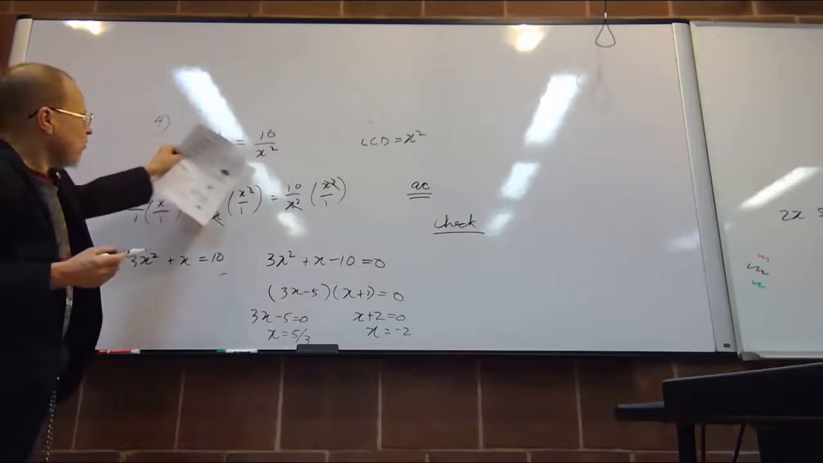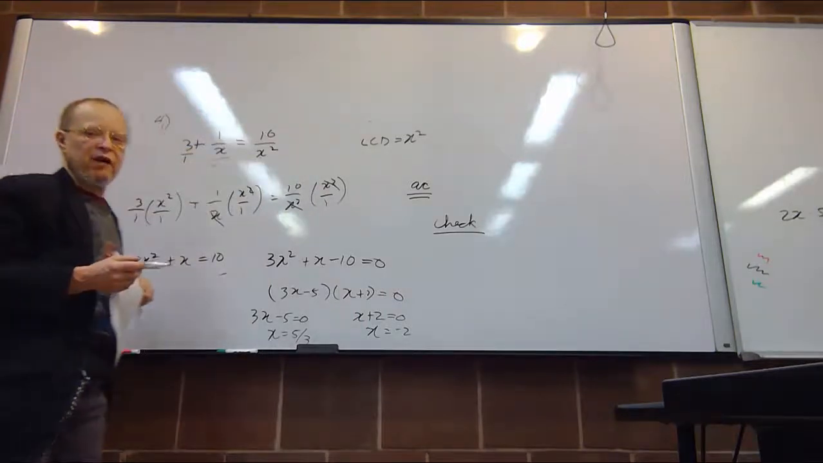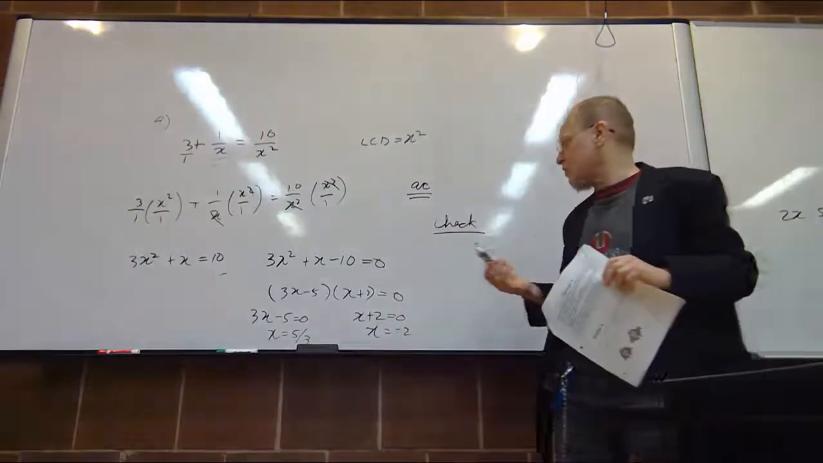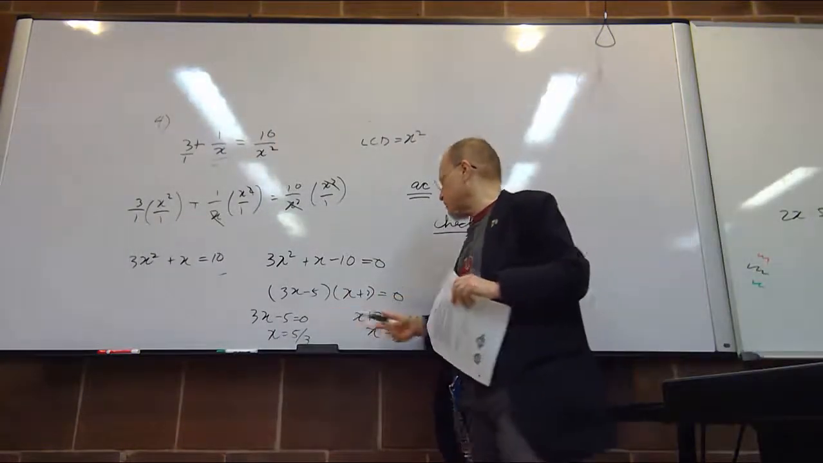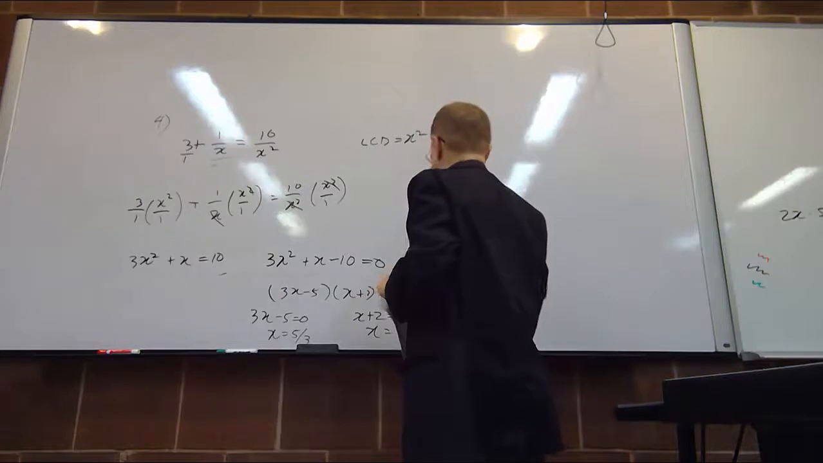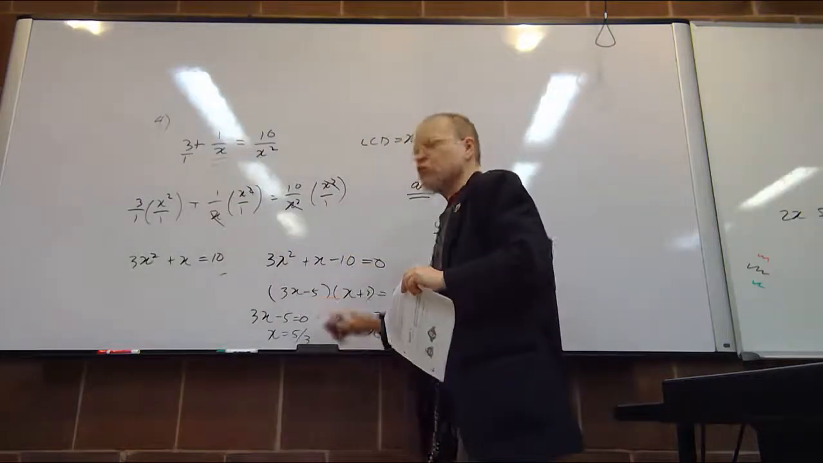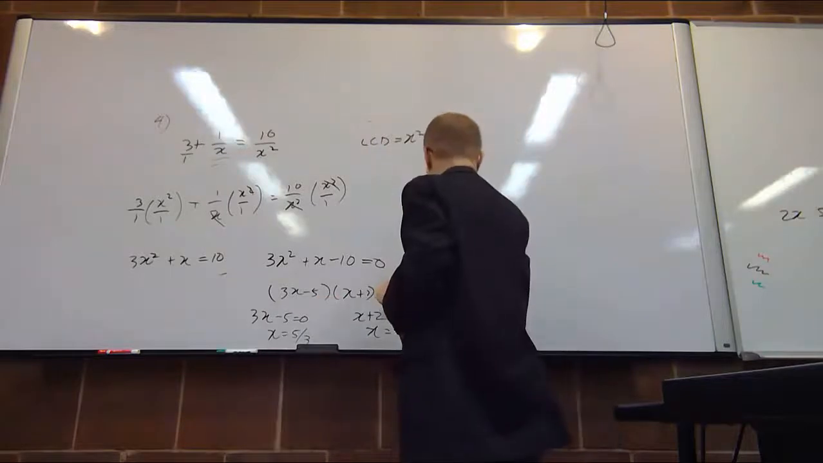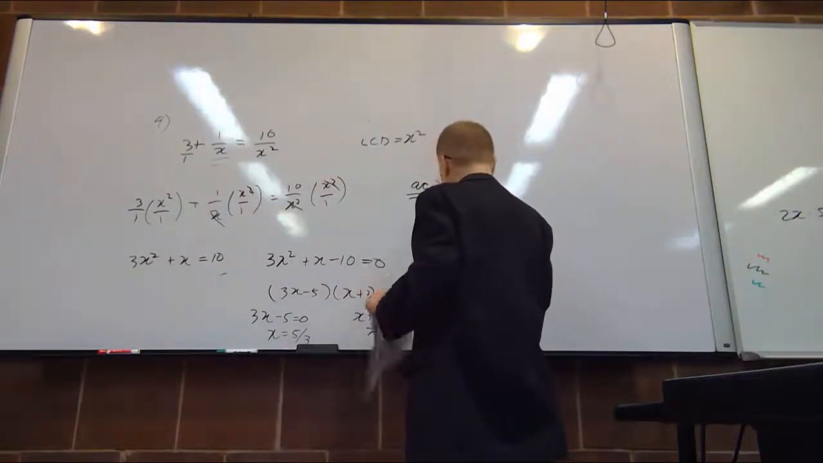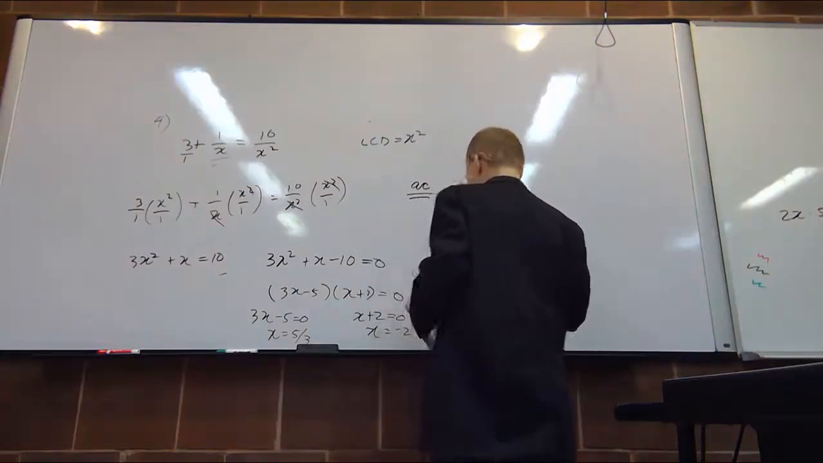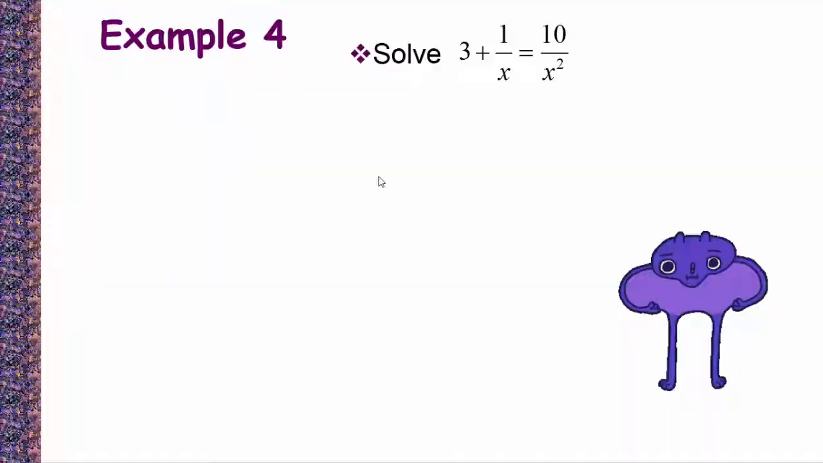And so what we see here is that neither of those give me 0 denominators. So none of these solutions give me 0 in the denominator. So therefore, both of my solutions are good. And that means that I can write my solution set as -2 and 5 over 3. And that is my solution set.